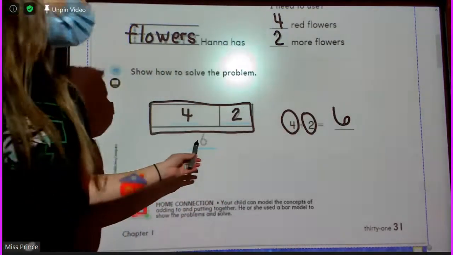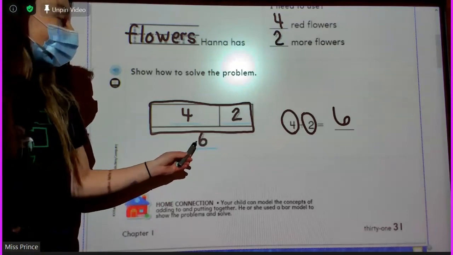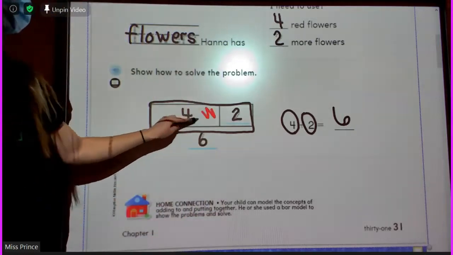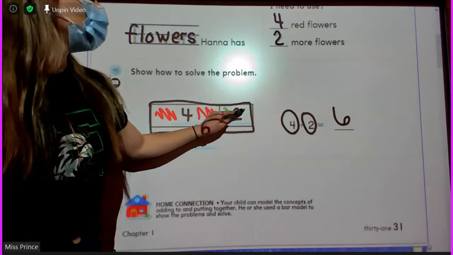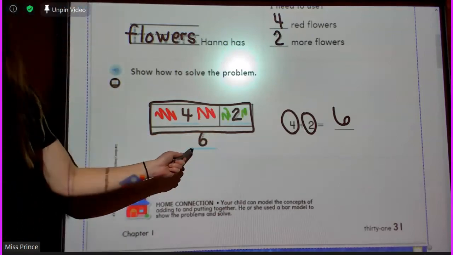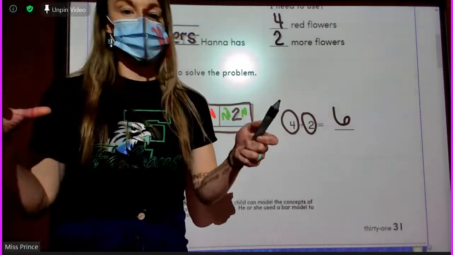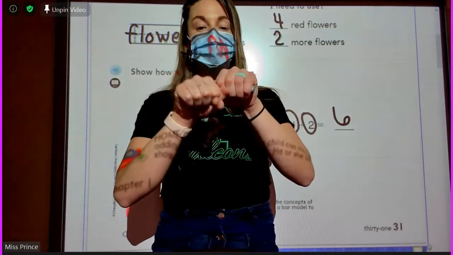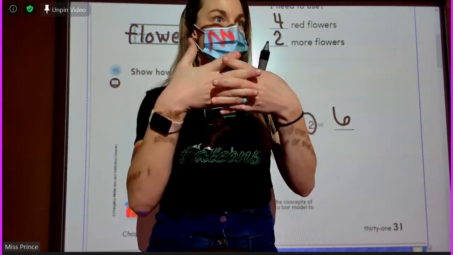Now, if you look on our bar model, boys and girls, there's a 6 down here. That is telling us that this piece here, watch what I do, this piece here plus this piece here equals 6 altogether, okay? So we're going to be building a bar model, and we're going to say this piece plus this piece, put them together. The whole bar model is going to be what the equal sign is, okay?